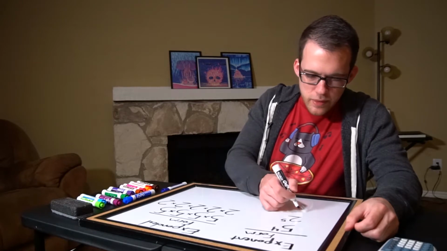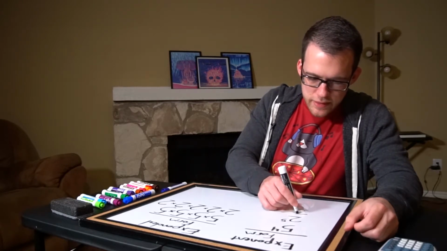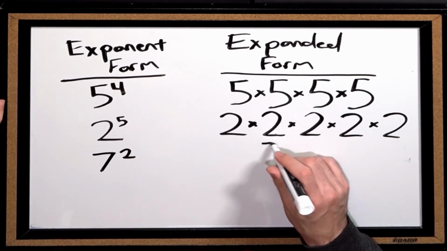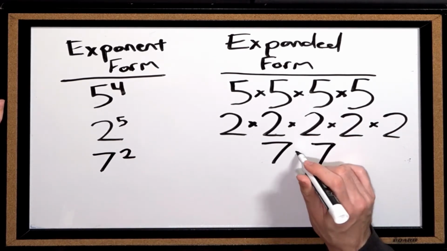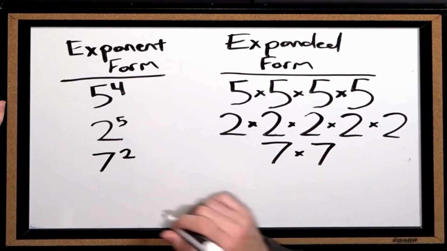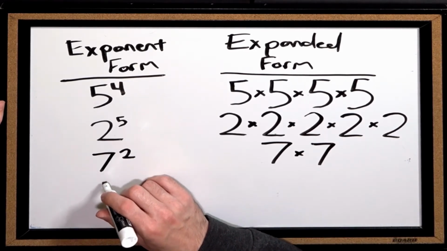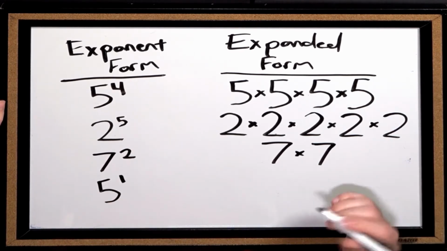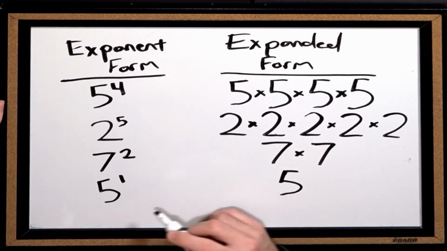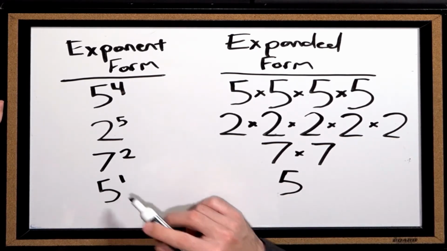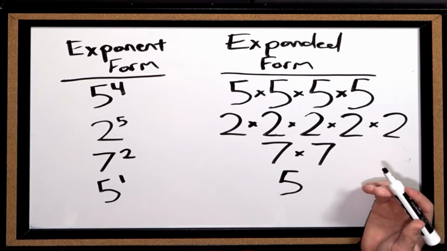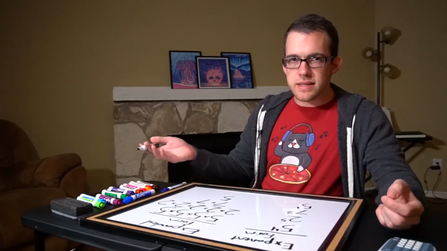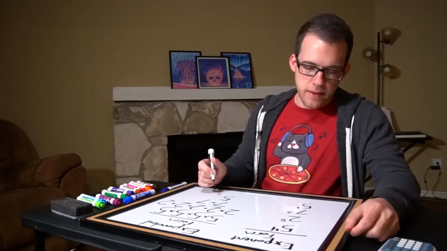Let's do another example. Let's do 7 to the power of 2. So 7 is the number we're multiplying. We're writing it 2 times. 7 times 7, which is 49. Okay, what if I have 5 to the power of 1? Well, again, 5 is our factor, and we're going to write it 1 time. So the answer would just be 5. Any number to the power of 1 is just itself. So 256 to the power of 1 is just 256.